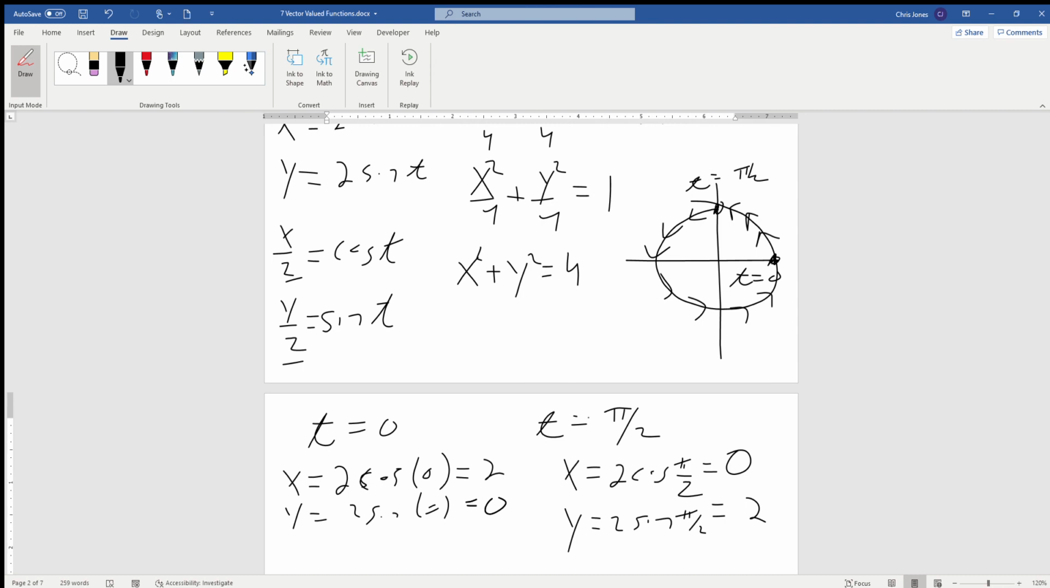In the next video, I'm just going to show you how to use technology to graph these 3D types of vector valued functions, and then we're going to take it a step further from there.